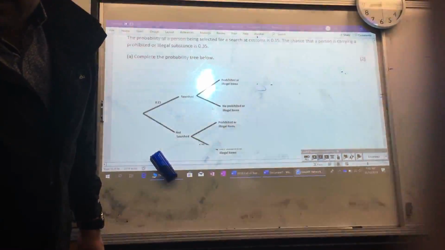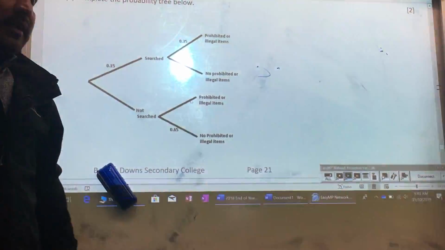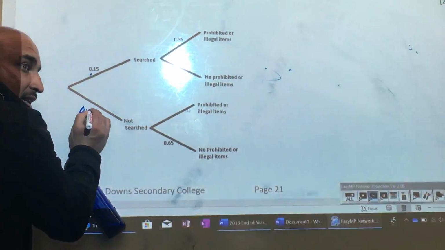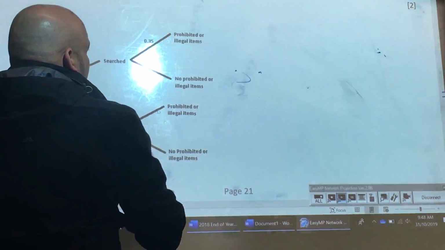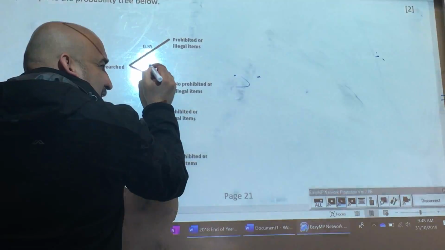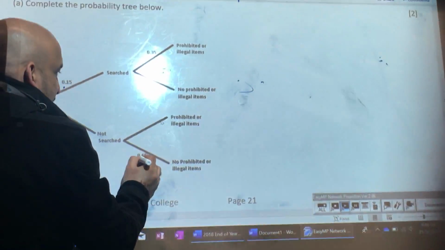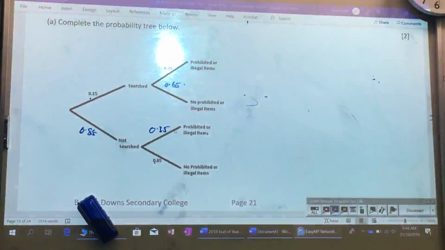Then in probability, guys, watch for these. The probability tree. If this is 0.15, this will be 0.85. It should add up to 1. If this is 0.35, this will be 0.65. If this is 0.65, this is 0.35.